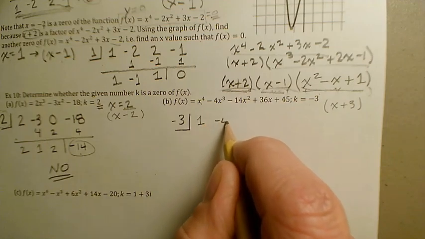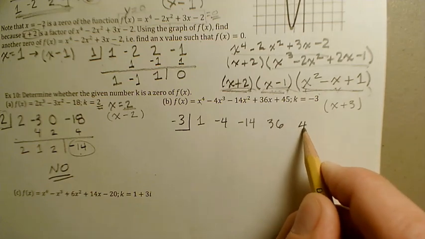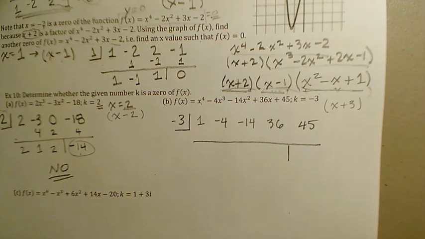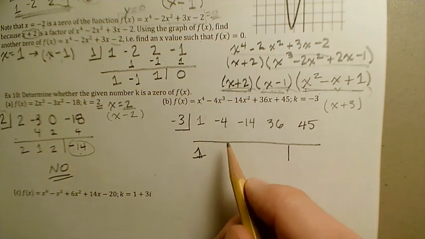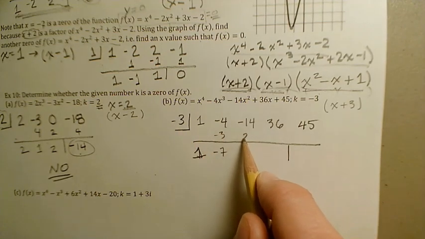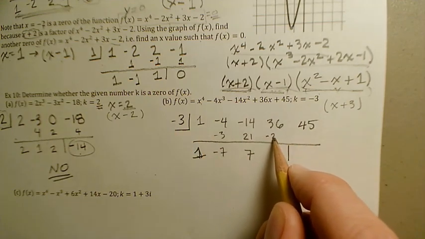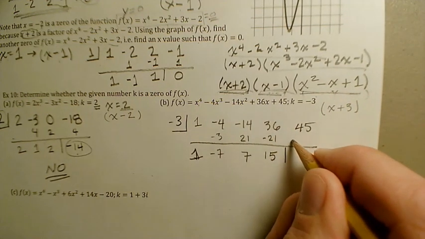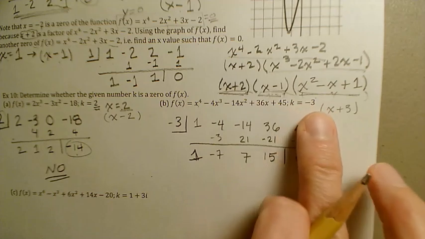So 1, -4, -14, 36, 45. Draw your line, and then your vertical. Bring down the 1. Multiply, that's -3. Add, that's -7. Multiply, that's 21. Add, that's 7. Multiply, that's -21. Add, that's 15. We multiply, -45. And so the remainder is 0. So that is a 0 this time.